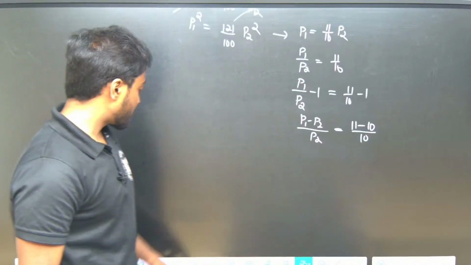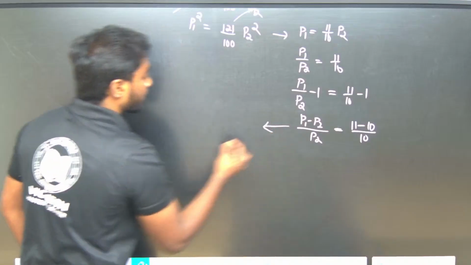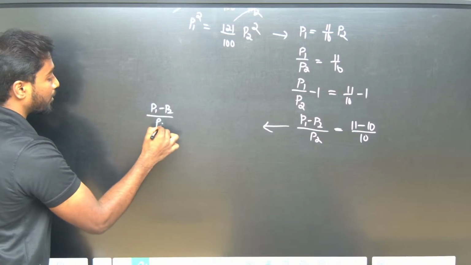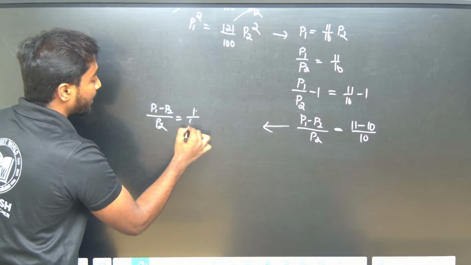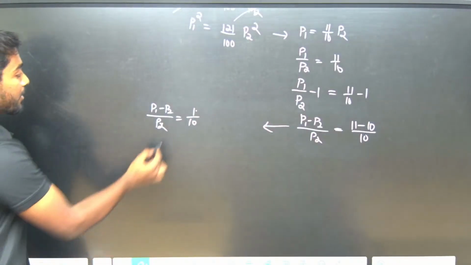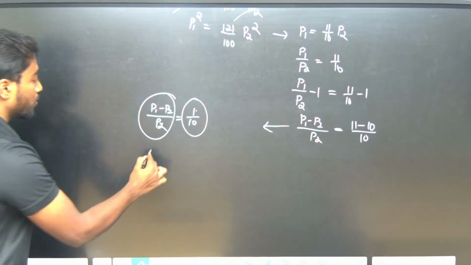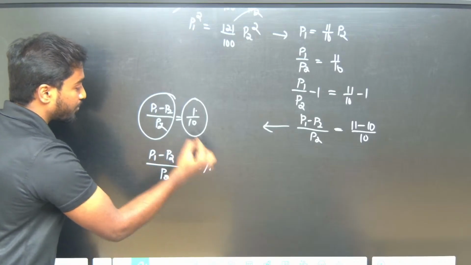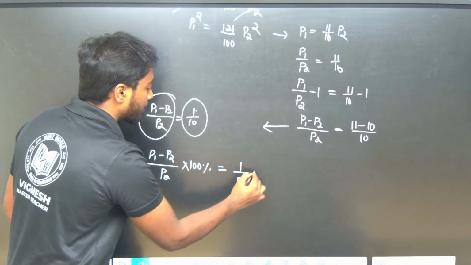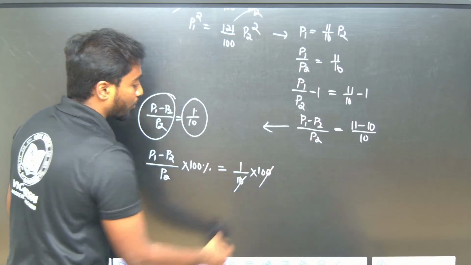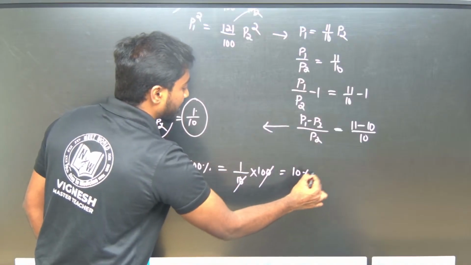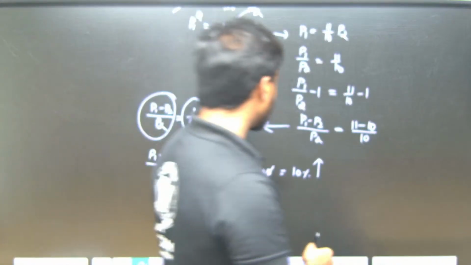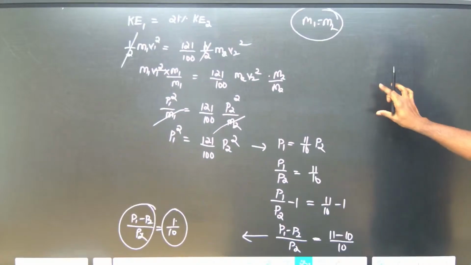So the final thing, how much? It is the change in momentum. I will take it as (P1 minus P2) by P2, which will be equal to 1 by 10. I need it in terms of percentage now. So (P1 minus P2) by P2 into 100, in terms of percentage, will be equal to 1 by 10 into 100. So 0 and 0 will get cancelled. So it is 10% increased. Right, so this is the answer for the given question.